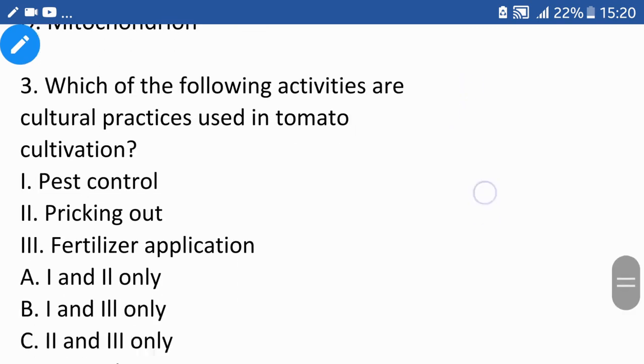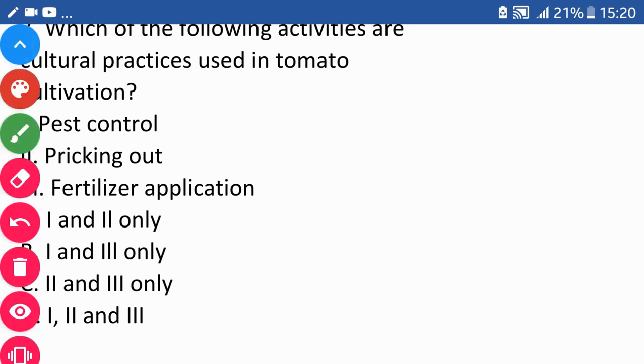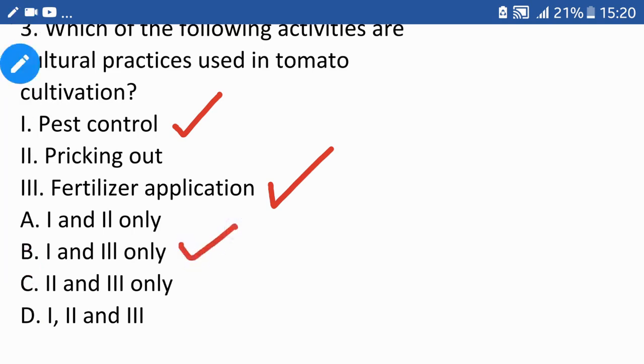Number 3, which of the following activities are cultural practices used in tomato cultivation? Cultural practices are practices after planting and before harvesting. So it's pest control, fertilizer application. So pricking out is not part. So our answer is I and II. So answer is B.